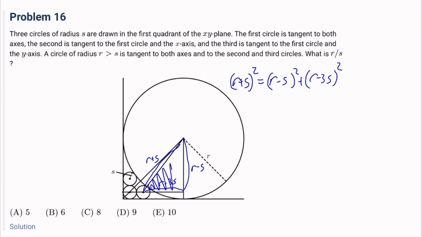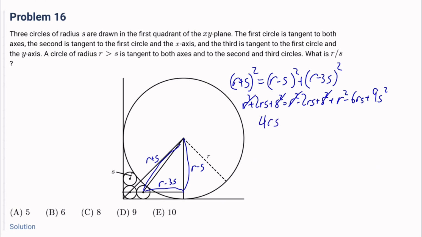And so that was from the Pythagorean theorem. If we expand it, then R squared plus 2RS plus S squared equals R squared minus 2RS plus S squared plus R squared minus 6RS plus 9S squared. And so these two are going to cancel, these two are going to cancel. So 4RS equals R squared minus 6RS plus 9S squared, so R squared minus 10RS plus 9S squared equals 0.